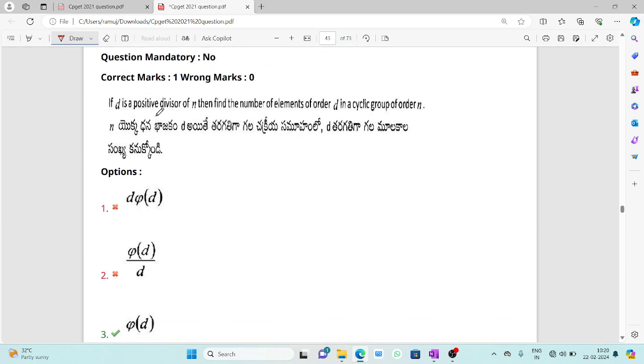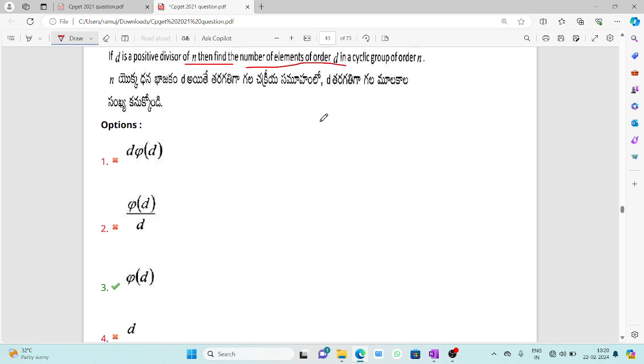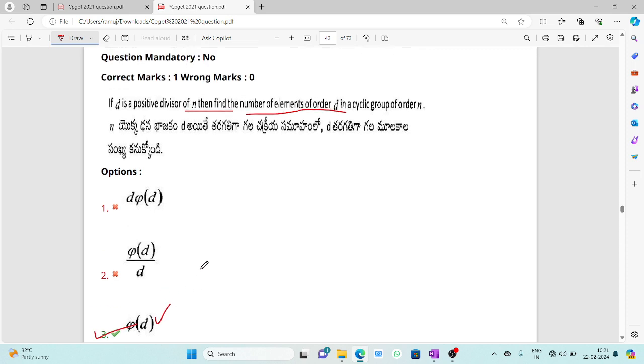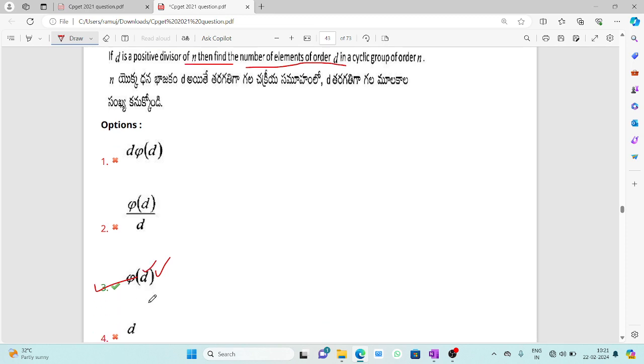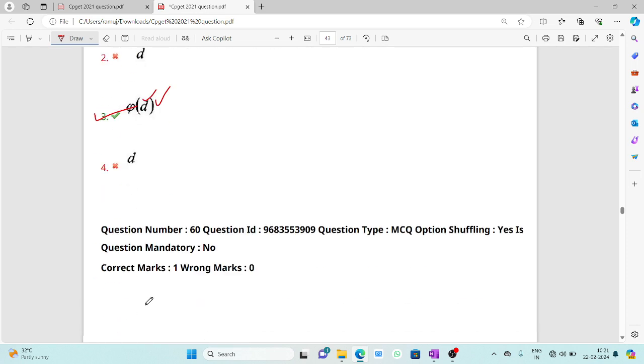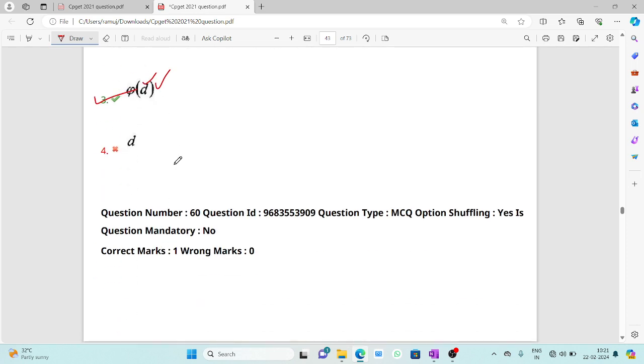If d is a positive divisor of n, then find the number of elements of order d in a cyclic group of order n. So this is also a direct statement. You can say that the answer is phi d. Whenever the number of elements of the same order present inside a group is asked, we can use this phi d. Whether it is prime, we can directly do it. Even if it is not prime, we can change it as 2 cube or 3 cube, whatever it is. So we get option 3 as the correct one for that question.